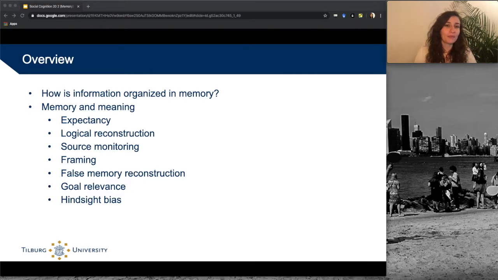And we spoke about how memory is organized, how information is organized in memory, and how memory is affected by our social and, more generally, by our environment, by the way that we think, how we need memory to create meaning, and how our meaning creates different memory outcomes. So we covered a whole lot of ground in terms of memory, starting from expectations to logical reconstructions, source monitoring. We talked a lot about framing, and this is of course a primarily social aspect, because how someone asks you about something that you've witnessed, well, it's probably a person asking you. We talked about false memory reconstruction. We talked about the fact that memory and remembering can be tainted by goal relevance, and now we've spoken about hindsight bias.